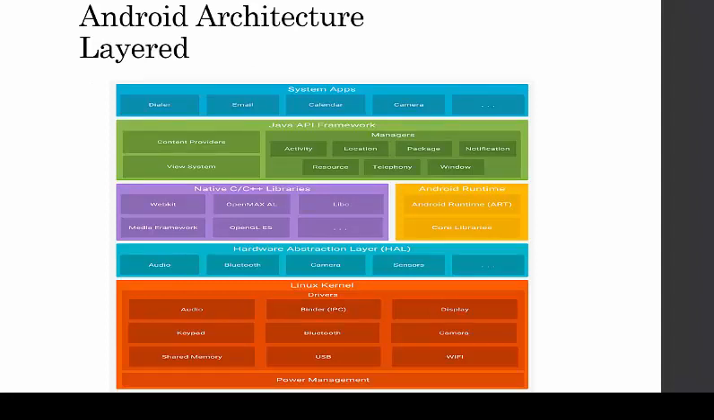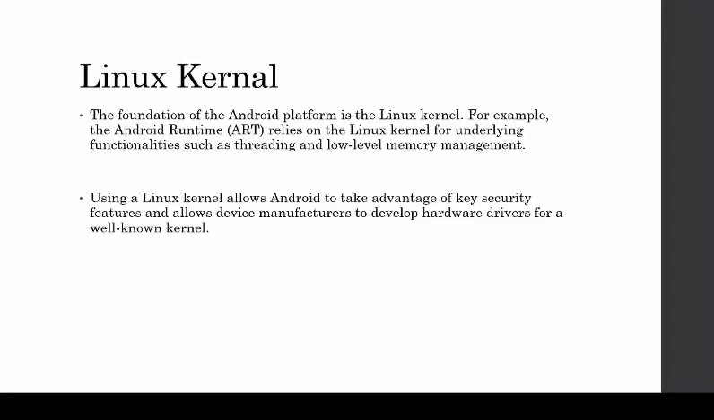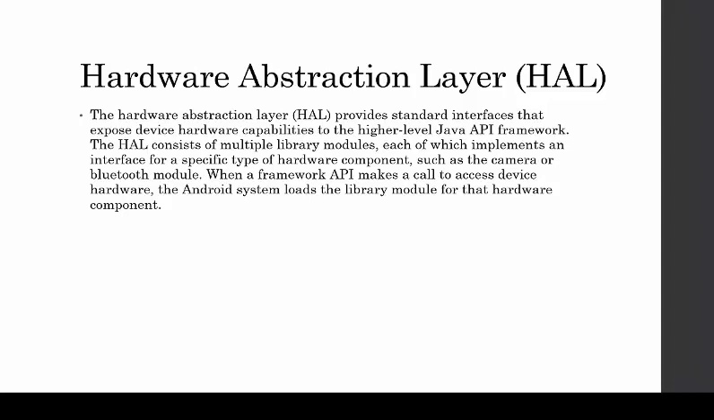Android architecture is a layered or hierarchical architecture. I'll start from the Linux kernel. Android is built based on the Linux operating system. The Linux kernel allows device manufacturers to develop hardware drivers on the platform. The hardware abstraction layer, which is the second layer, provides interfaces to use hardware resources such as the camera and Bluetooth as Java APIs.